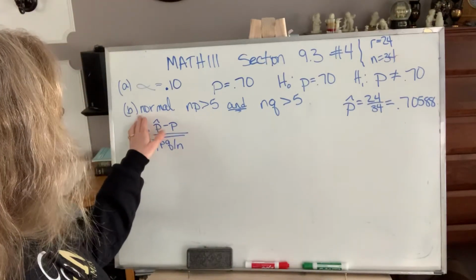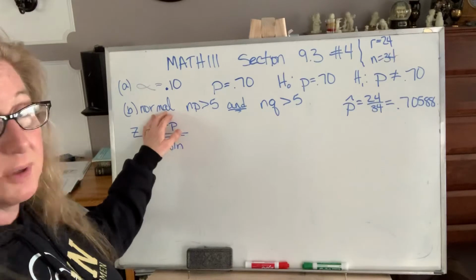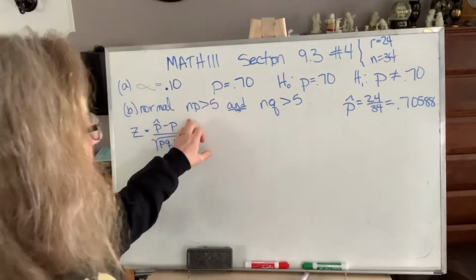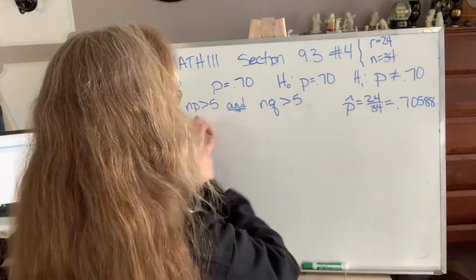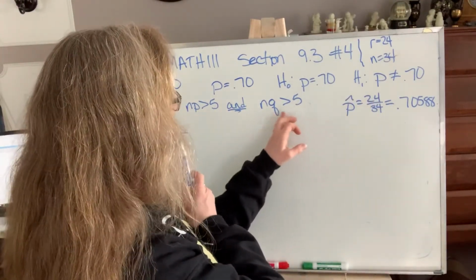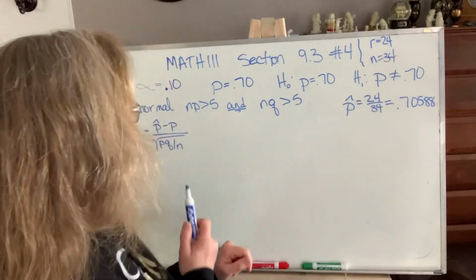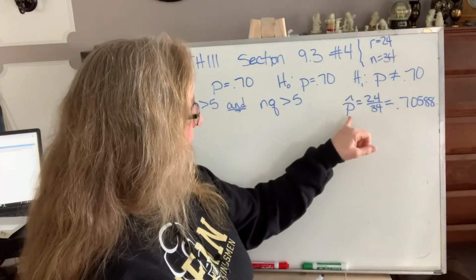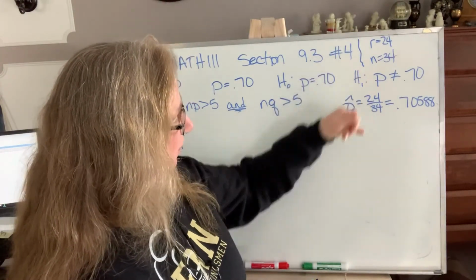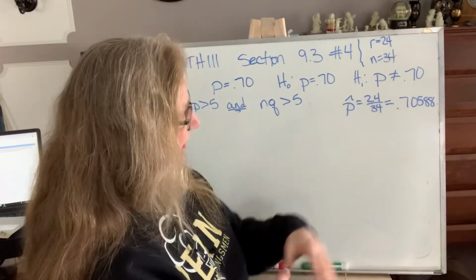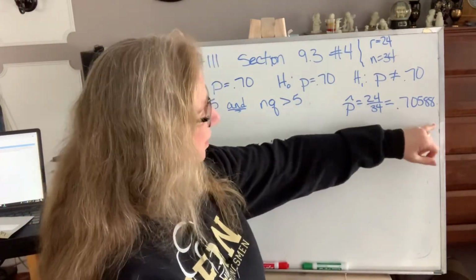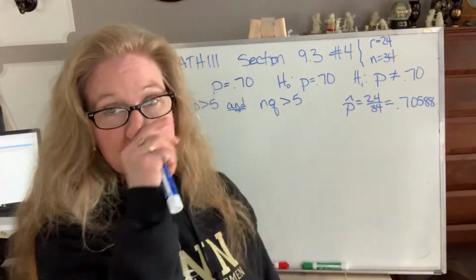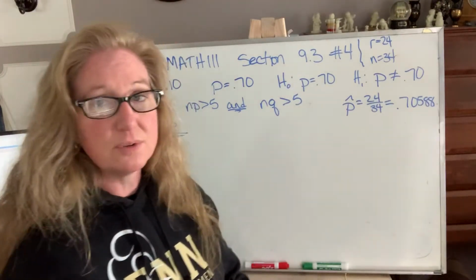Question part B says, what distribution am I going to use? I'm going to use my standard normal because n times p is greater than 5. What was n? n was 34. What is p? 0.7. And n times q is greater than 5. My p hat, which is not part of the question, but I just want to point something out. So p hat is 24 divided by 34. And if we were to do that on our calculator, we get 0.0705888, and there are more decimals, we don't want to round in the middle of the problem.